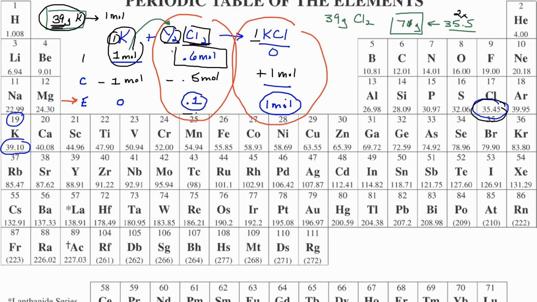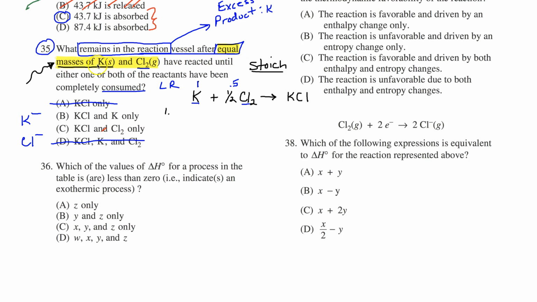So back to our choices. Equal masses of K and Cl until one of the reactants has been completely consumed. That means it goes to completion. We would make our product. And we just found out that chlorine would be our excess chemical based on its atomic masses. So C is the answer for number 35.